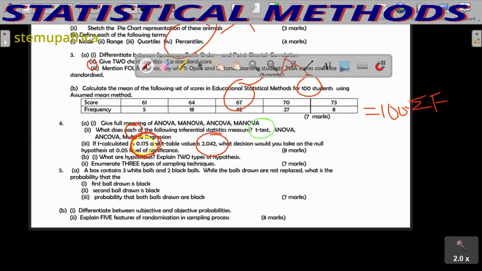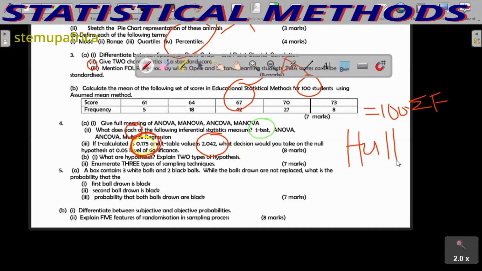So what's question B? You say, what is a hypothesis? Like I said, it's a declarative statement to determine whether a statement is true or false. It's a declarative statement to determine the relationship between two variables to test for statistical tests. That's the definition.